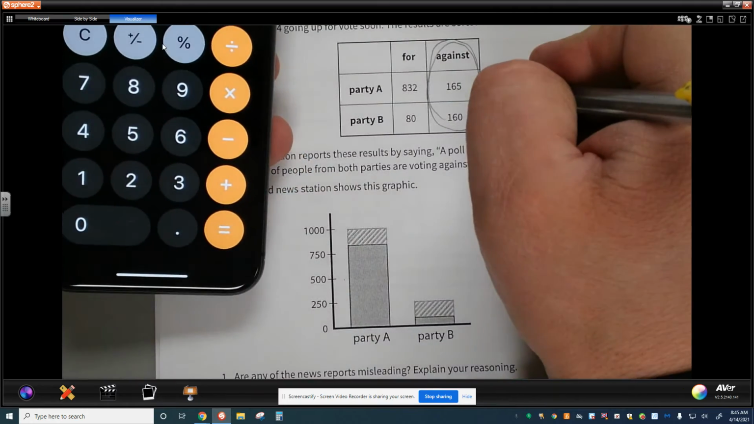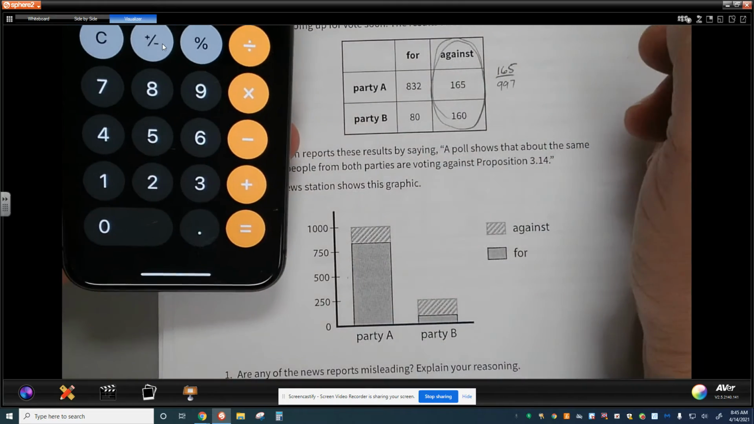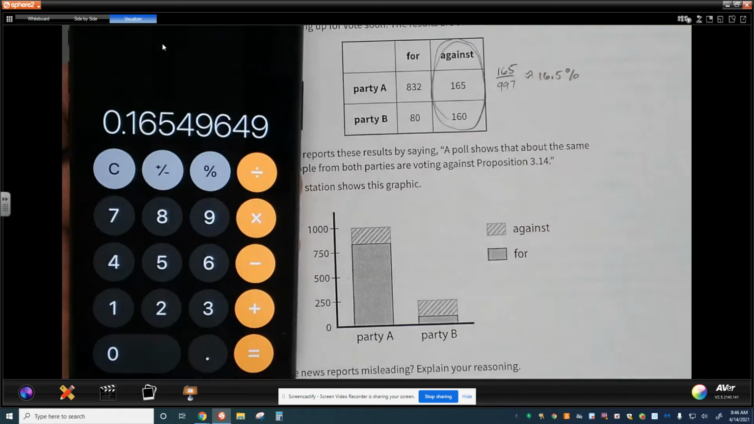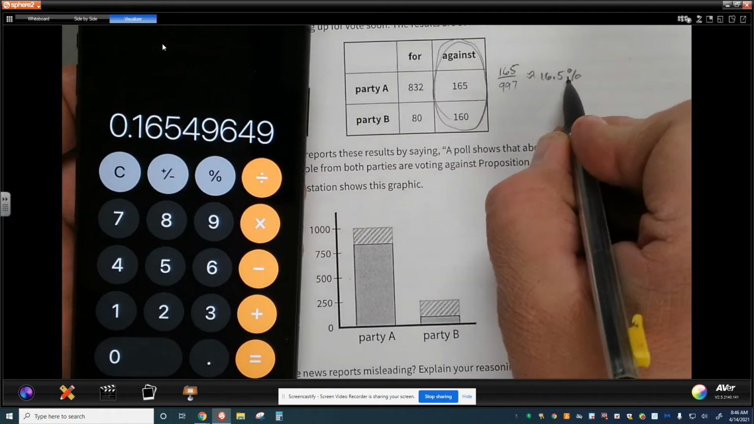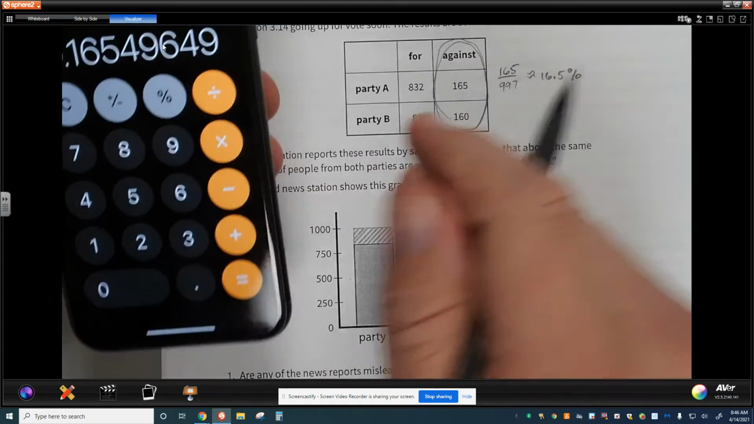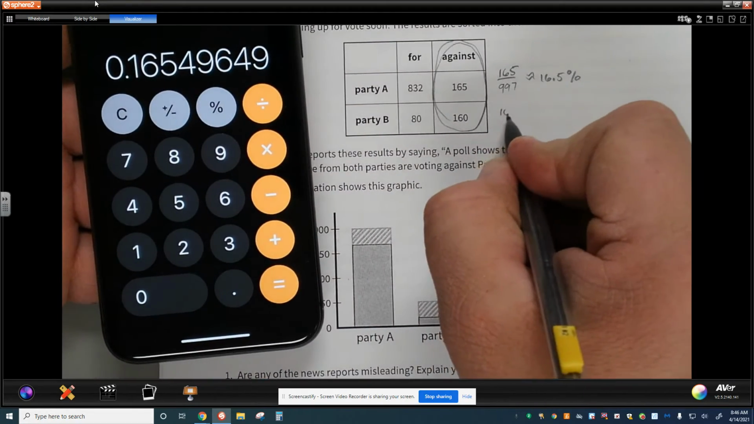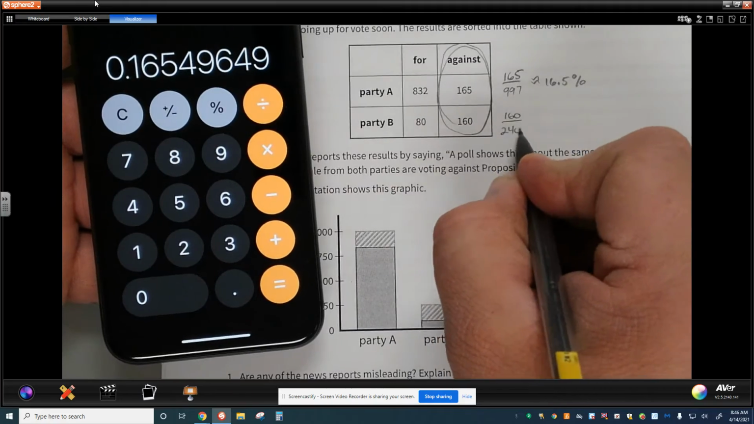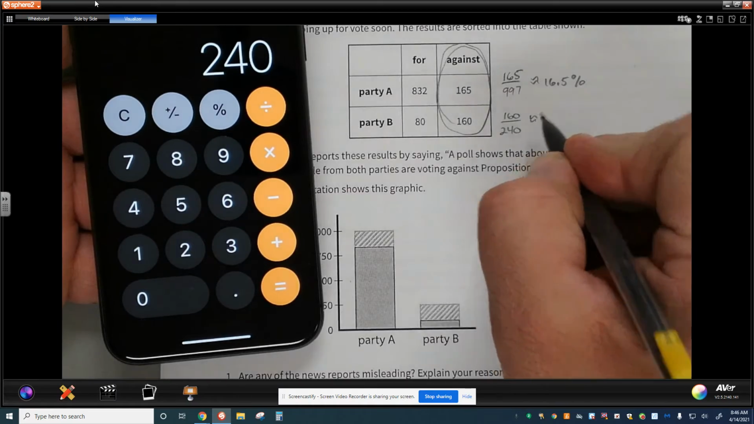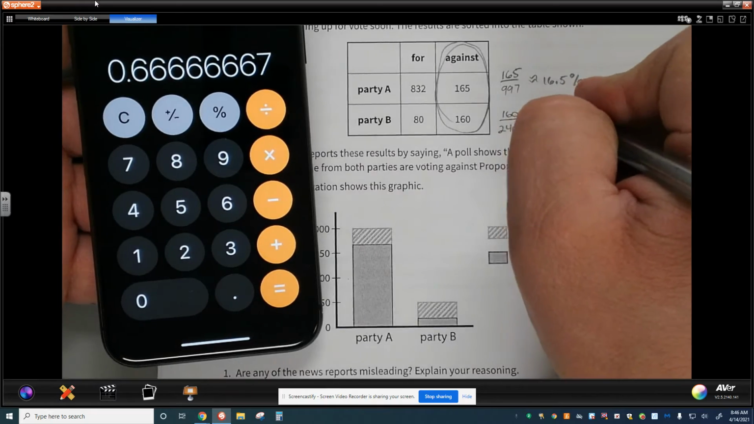There's 997 people, and 165 out of 997 people is just 16.5%. So when we talk about this up here, just 16.5% are for the value. When we look at Party B, it says against, we see that 160 out of 240 are against it. And when you look at 160 divided by 240, we see that that's about 67%.